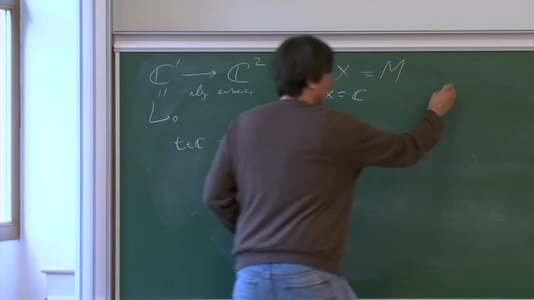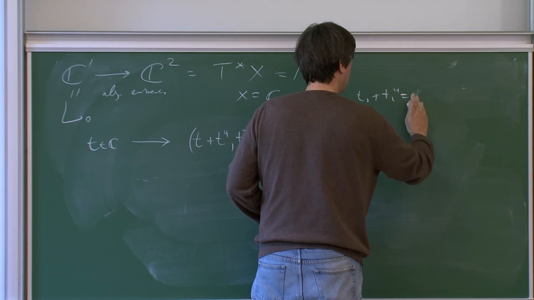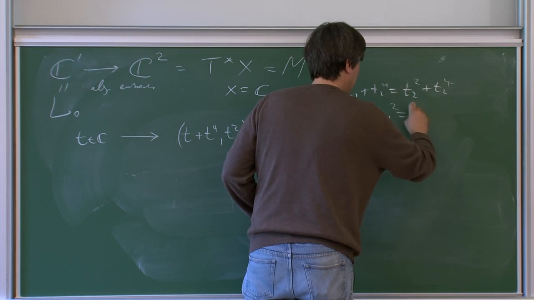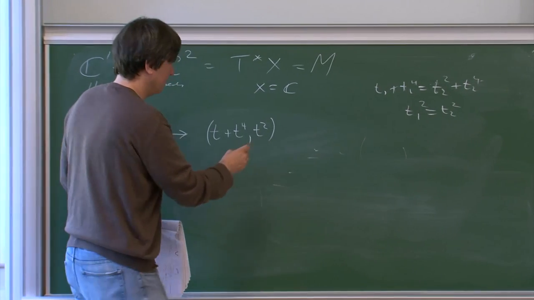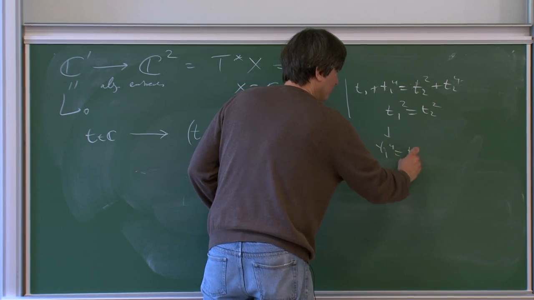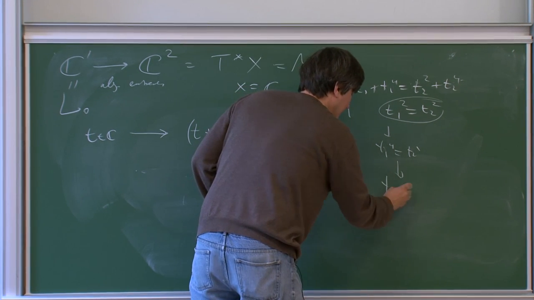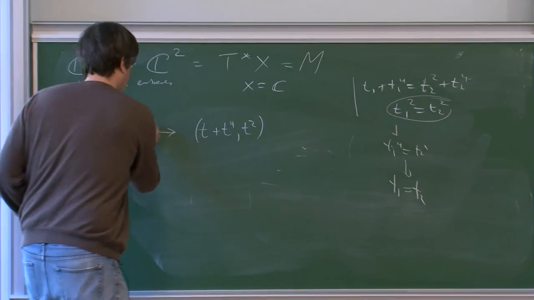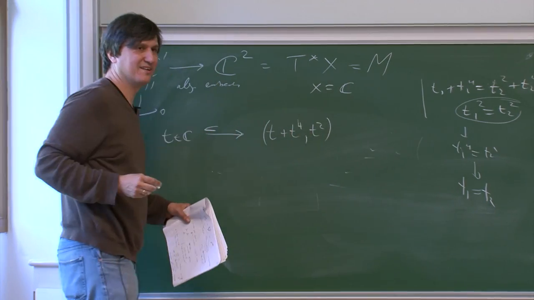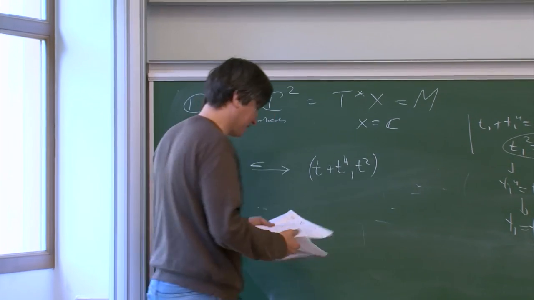If two points go to the same point, then you get two equations, which imply that T1 to the power 4 is equal to T2 to the power 4, by squaring this equation. And then you get T1 equal to 2T2. So it's really an embedding. It's in C2. It's easy to check that this is an embedding.